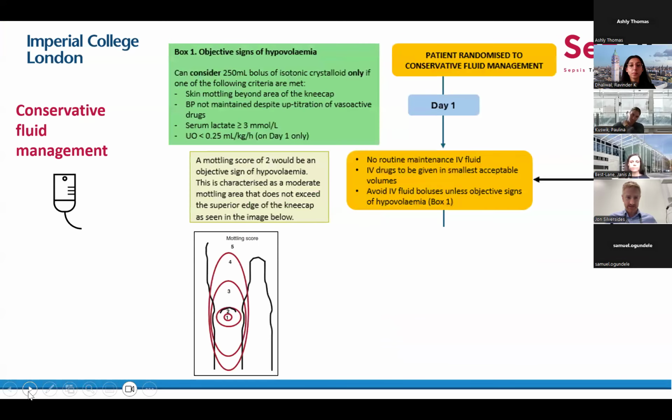And so throughout the trial, remember that if there are objective signs of hypovolemia, then you can consider fluid administration, the 250 ml bolus. So we're not trying to stop you giving any fluid ever. We're trying to make you think about it and give it only when there's an indication to do so.